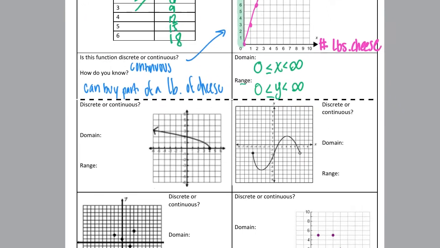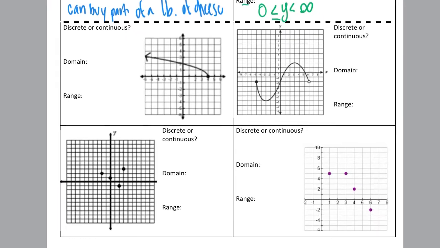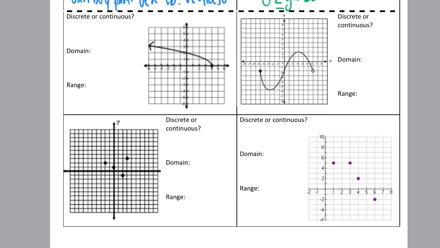In this last portion here, we're just going to practice determining whether it's discrete or continuous. It's not going to be in any sort of word problem. And we're going to then write the domain and range. Key idea, remember that if it's discrete, we just list the points, versus if it's continuous, we use an inequality.